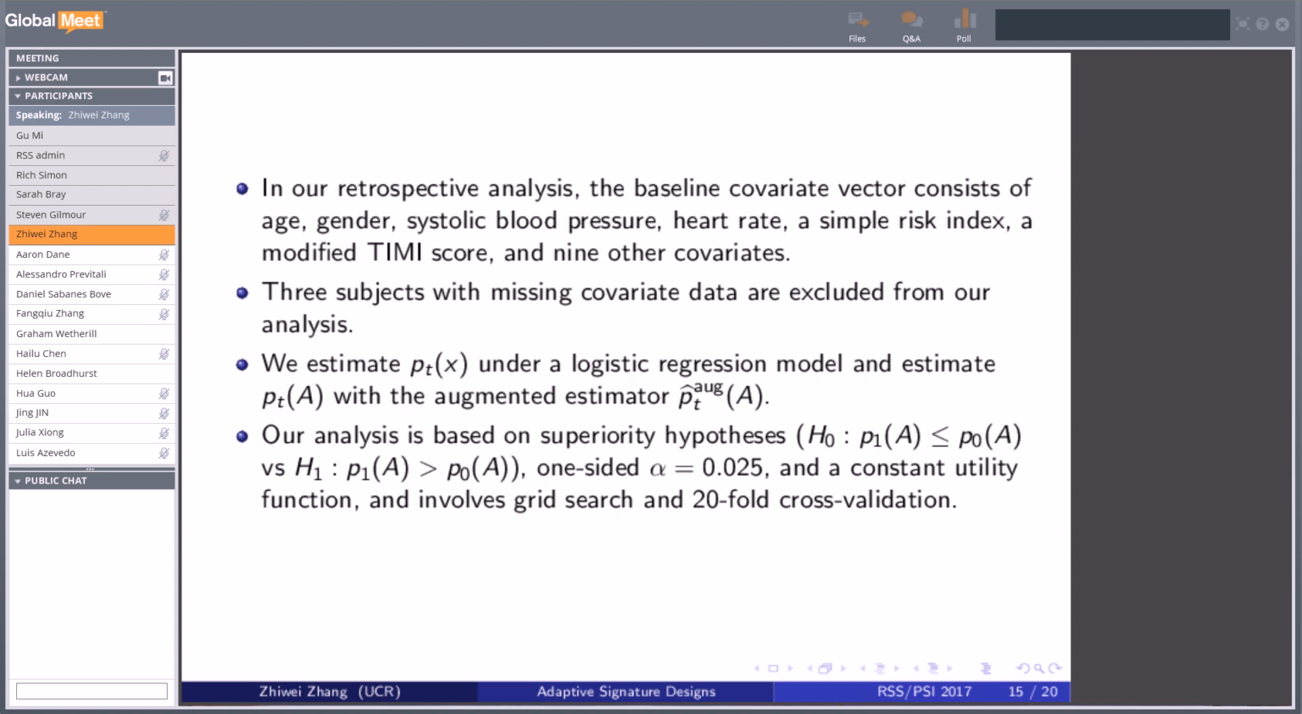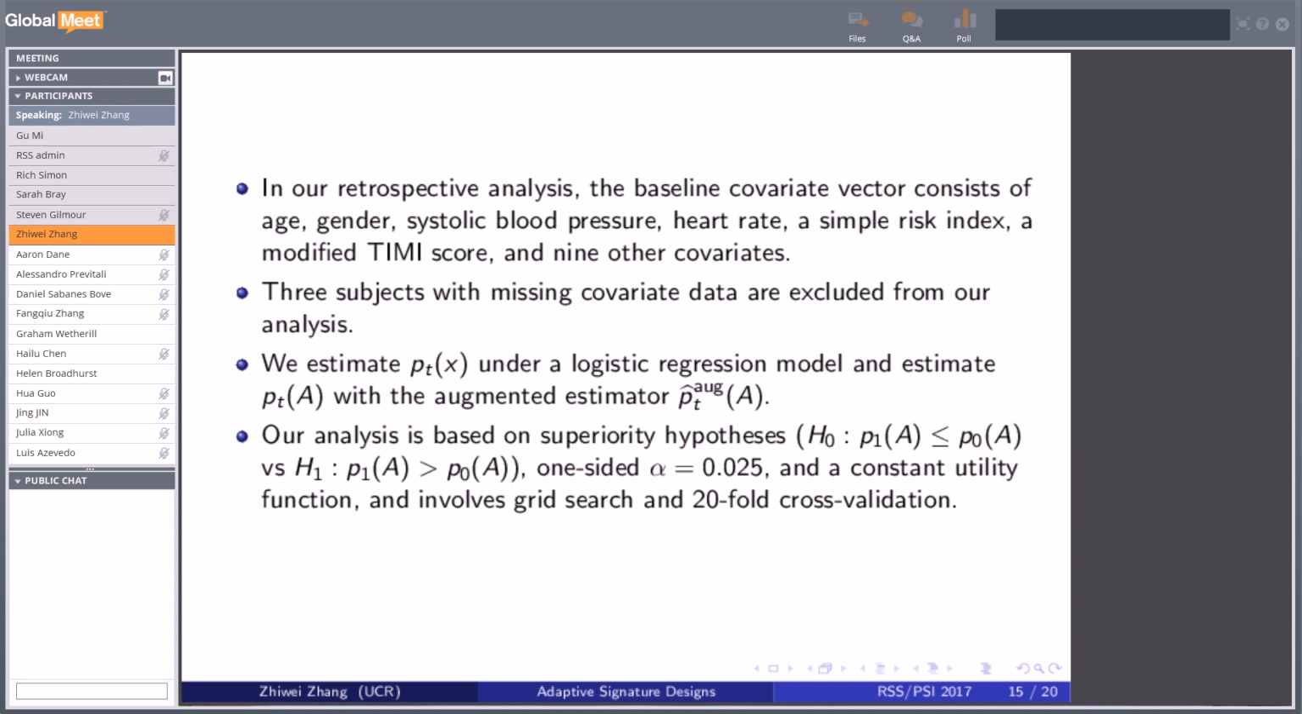On slide number 15, in our retrospective analysis, the baseline covariate vector includes age, gender, and well-known risk factors in cardiology. Three subjects with missing covariate data are excluded from our analysis. We estimate PT of X under a logistic regression model and estimate PT of A using an augmented estimator. Here we want to test for superiority at level 0.025, one-sided.